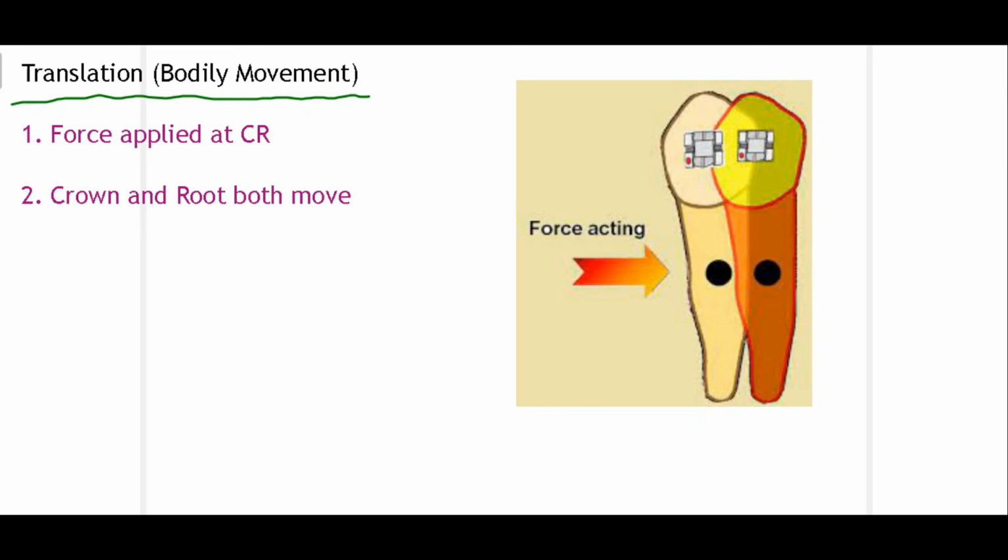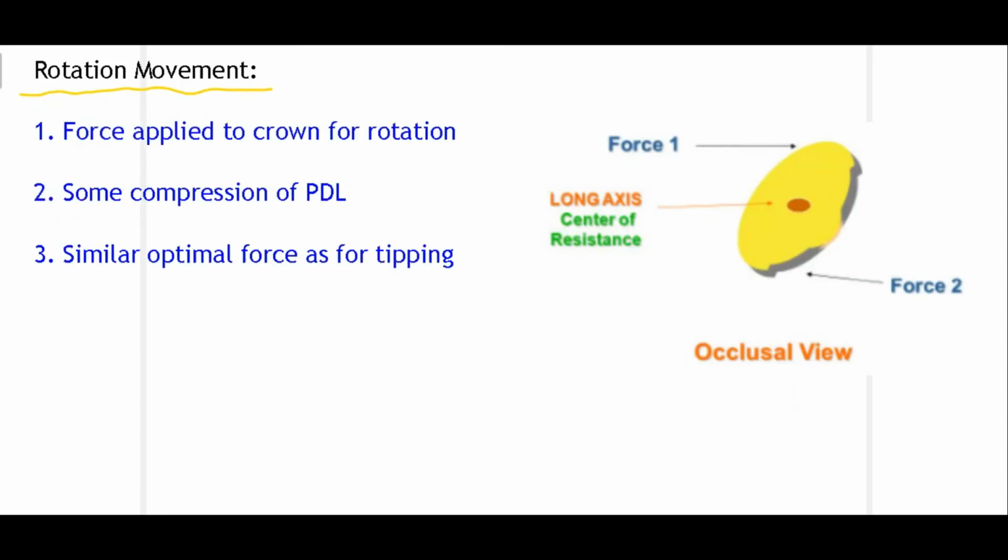Next, we have translation or bodily movement. In this case, as we have discussed before, the force is applied and moves towards the center of resistance. See, force is applied and it's passing through the center of resistance. So when this is the case, it will result in movement of the crown and the root in the same direction. So this is known as translation or bodily movement. The force passes through the center of resistance. Both crown and root move in the same direction. So this is translation movement.